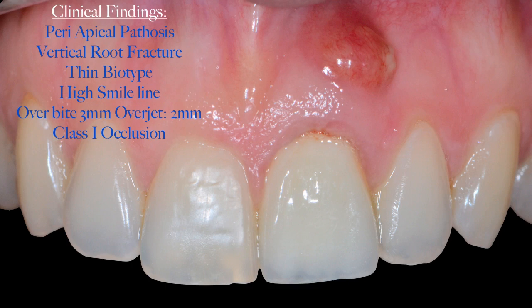Upon clinical examination, we definitely realized that the root was fractured, since with the probe we had a drop of about 12 millimeters on the mid-facial of the buccal plate. She definitely has a thin biotype, high smile line, we can tell that. Her bite is almost normal, with 3 millimeters of overbite and overjet about 2 millimeters, and she's class 1 occlusion. So no occlusal deformities, however local deformity.